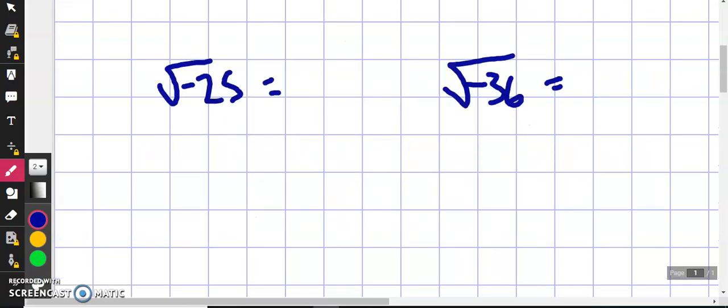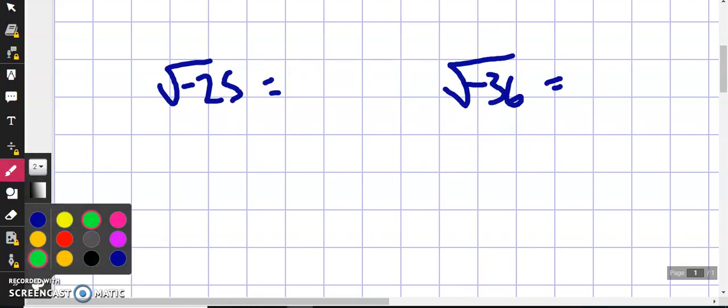Anytime we need to take the square root of a negative number, we're going to imagine that that number was positive. So we'll change the negative and put the i in front. And then from there, you just simplify as much as possible. If I know that the square root of 25 equals 5, then my final answer for this one would be 5i.